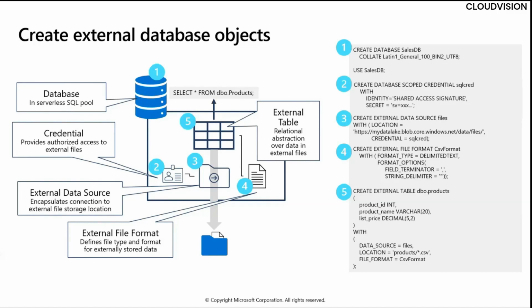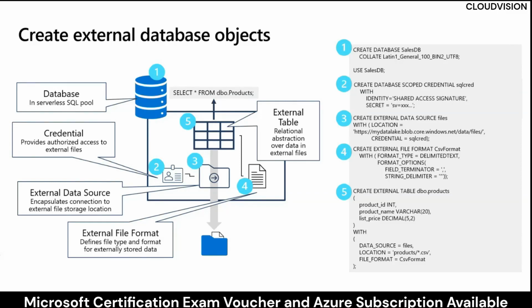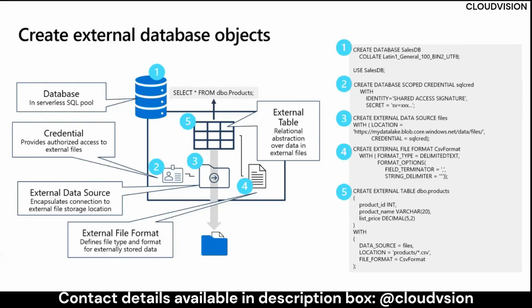And whenever you are creating the credentials, for authorized access to the external tables, you need to provide the credentials. Whenever you create the external data source, this will encapsulate the connection to the external file storage location. The external file format will define the file type and format for externally stored data. And finally you create the external table. Here you have the relational abstraction over the data in your external files. Okay, this is how you create the external database objects.